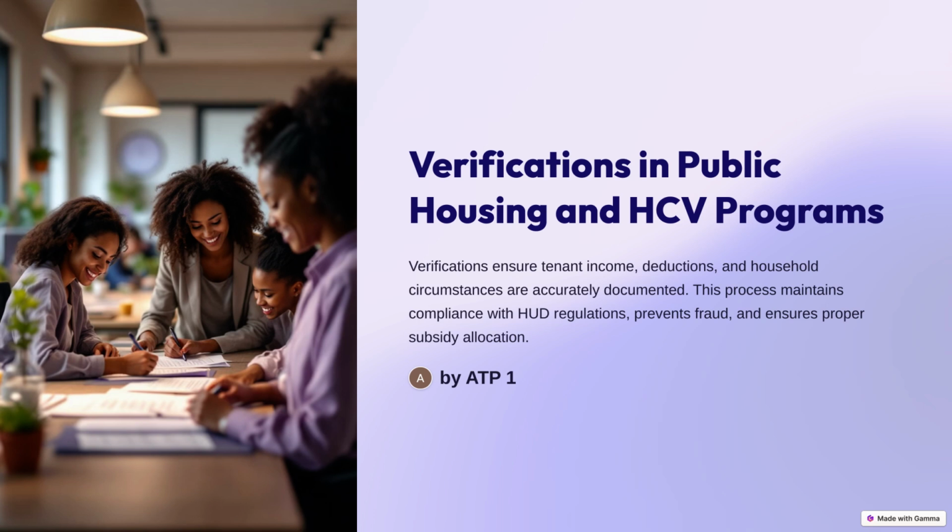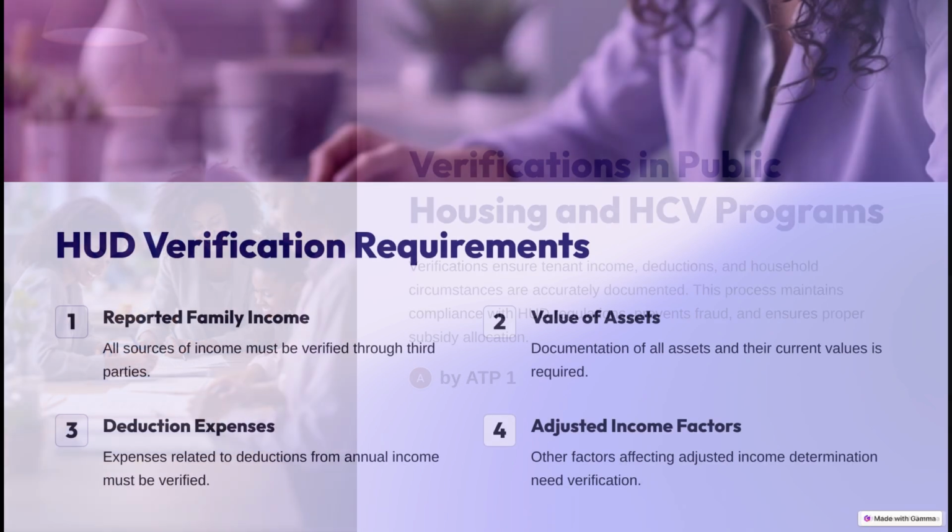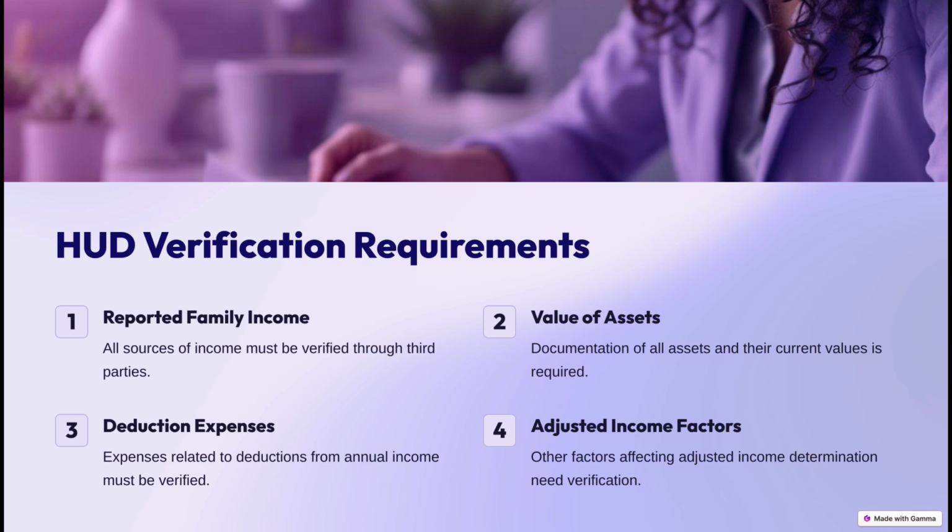Now, when we talk about HUD verification requirements, there are a few key areas we need to focus on. First, reported family income. All sources of income must be verified through third parties. For example, we can't just take the tenant's word for it. We need proof from employers or other reliable sources. Next, value of assets. It's not just about income, but assets too. Things like bank accounts, cars, or properties. We need to verify these as well.